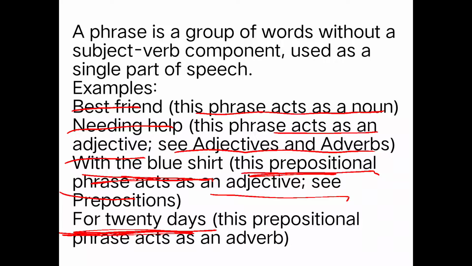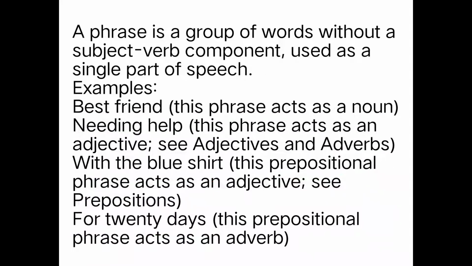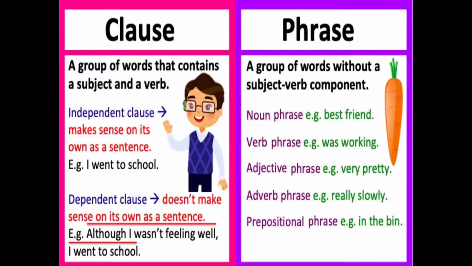In other words, whatever underlined groups of words we see here, like "best friends," "needing help," "with the blue shirt," or "for 20 days," these groups of words do not give a complete meaning. They are not complete thoughts. Moreover, we have no subjects and verbs in these parts of sentences. That's why each is known as a phrase.